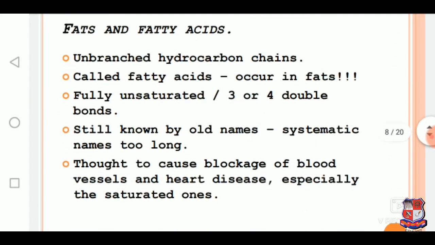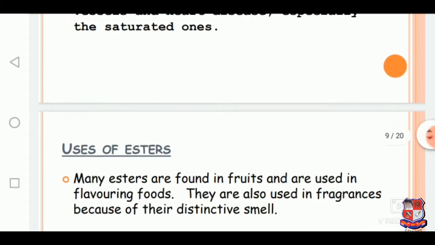Fats and fatty acids. They are unbranched hydrocarbon chains. They are often called fatty acids and occur in fats. Fully unsaturated ones have 3 or 4 double bonds, still known by old names, as systematic names are too long. They are thought to cause blockage of blood vessels and heart disease, and especially the saturated ones.